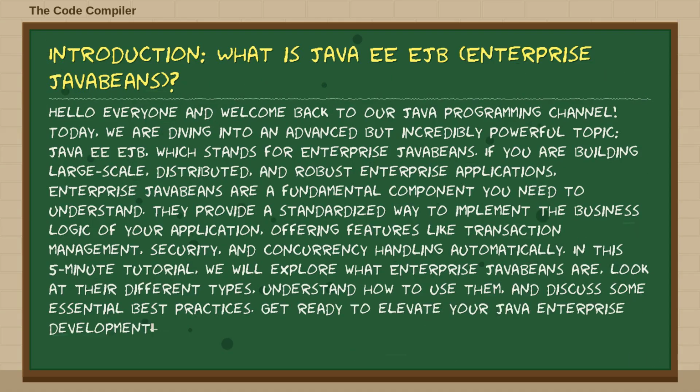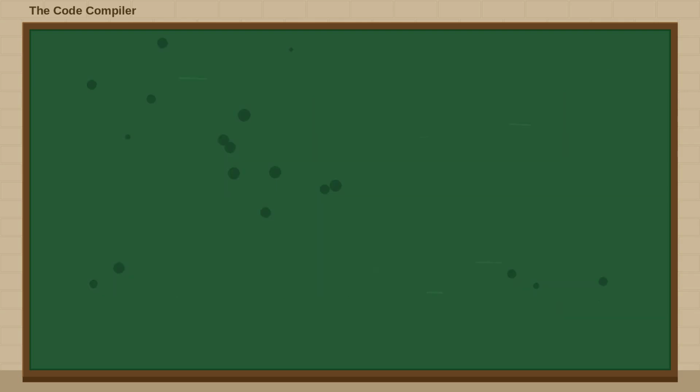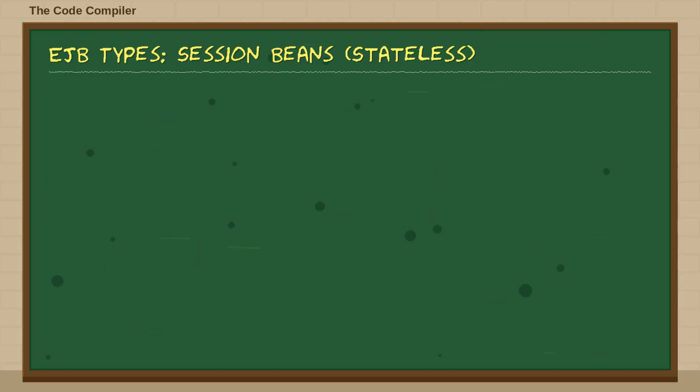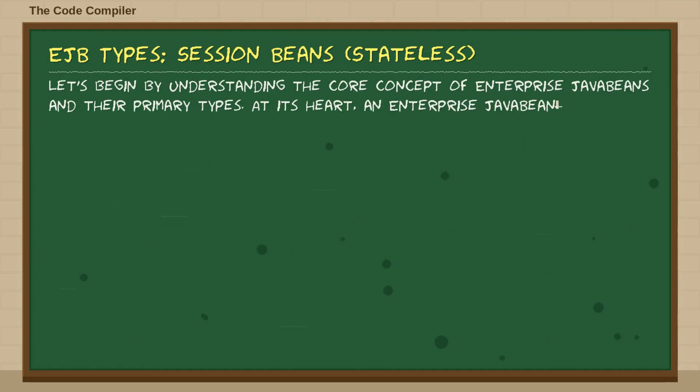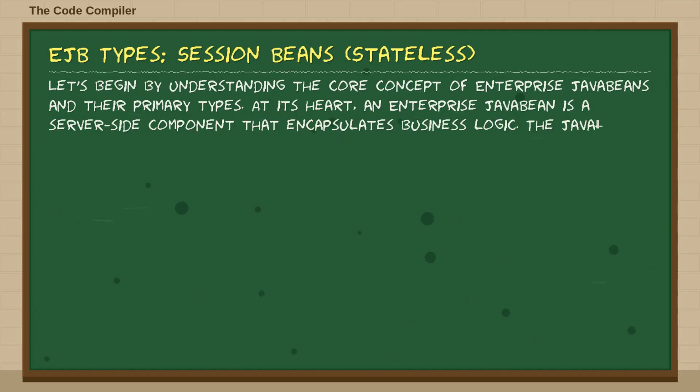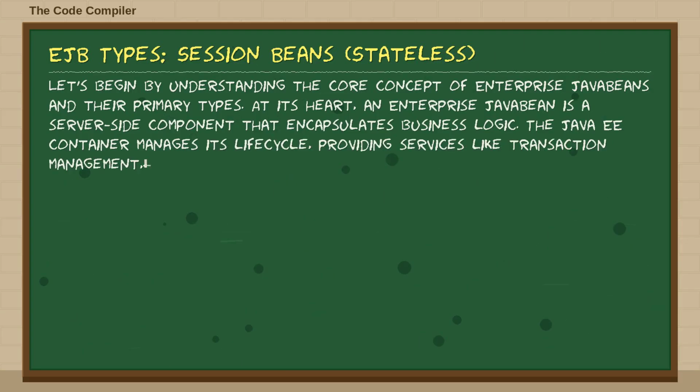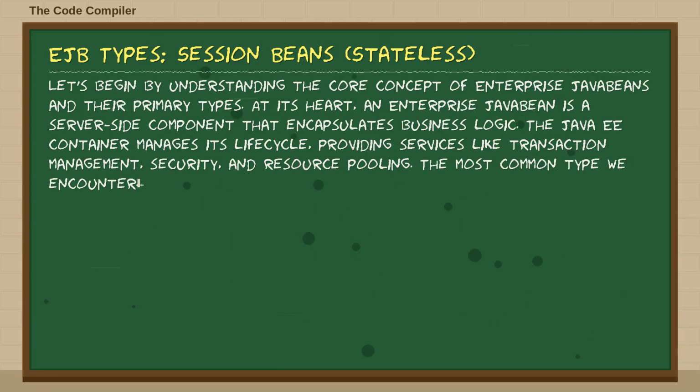Get ready to elevate your Java enterprise development skills. Let's begin by understanding the core concept of Enterprise JavaBeans and their primary types. At its heart, an Enterprise JavaBean is a server-side component that encapsulates business logic. The Java EE container manages its lifecycle, providing services like transaction management, security, and resource pooling.